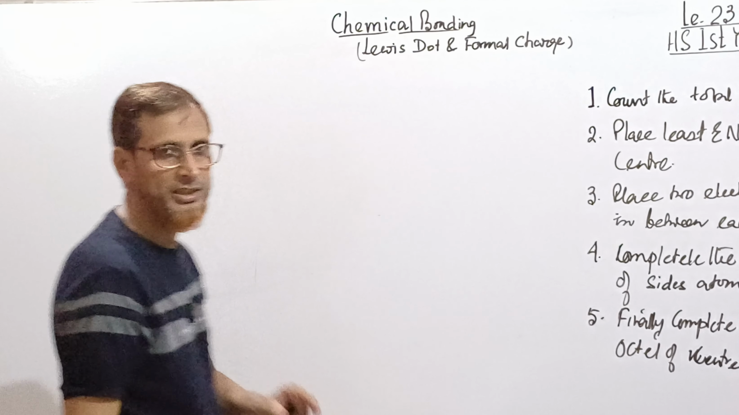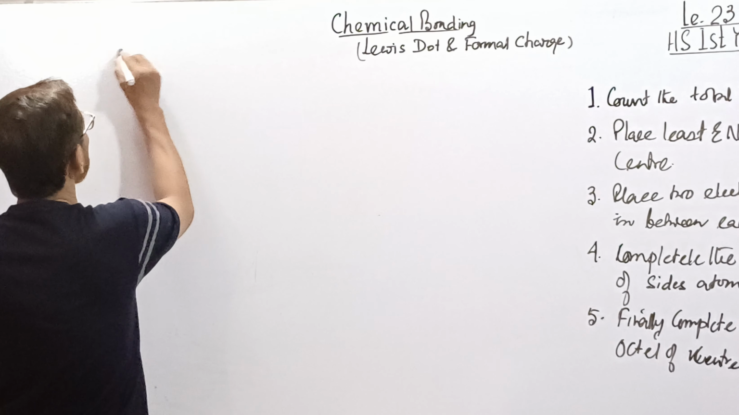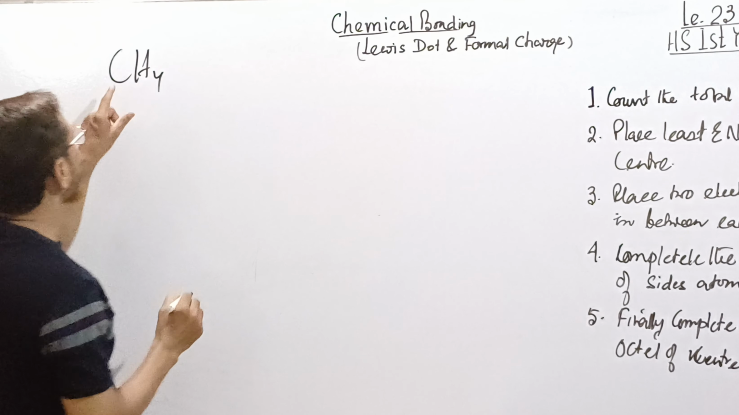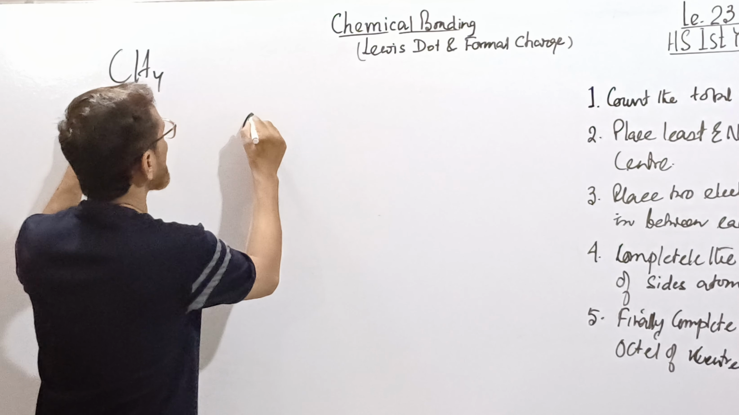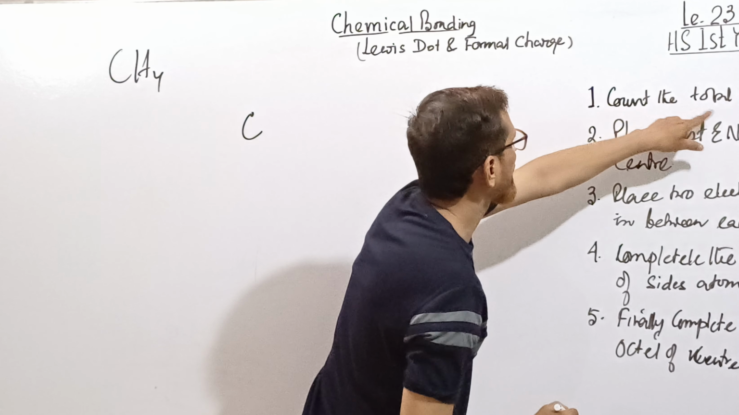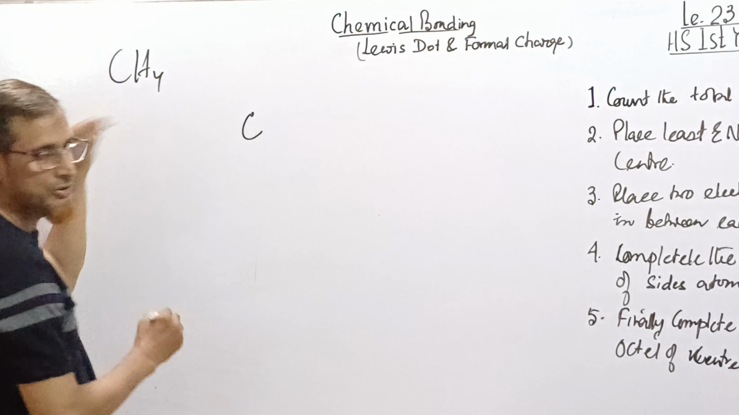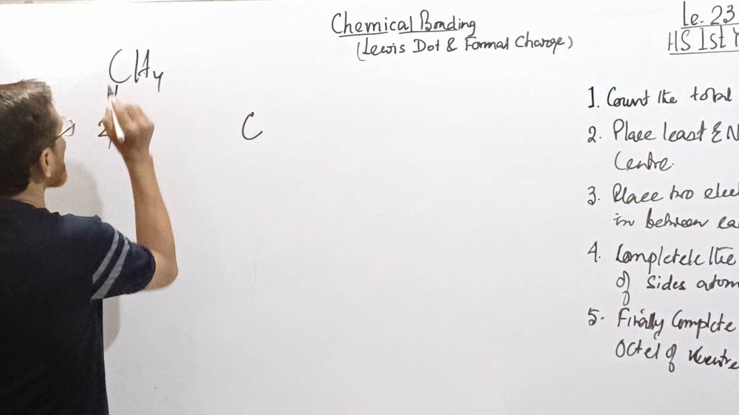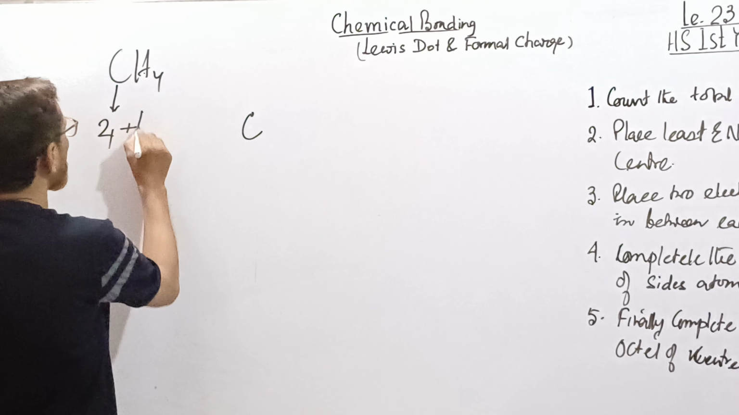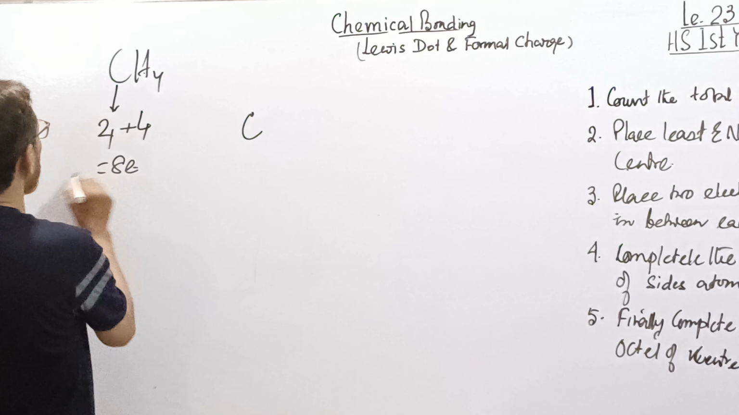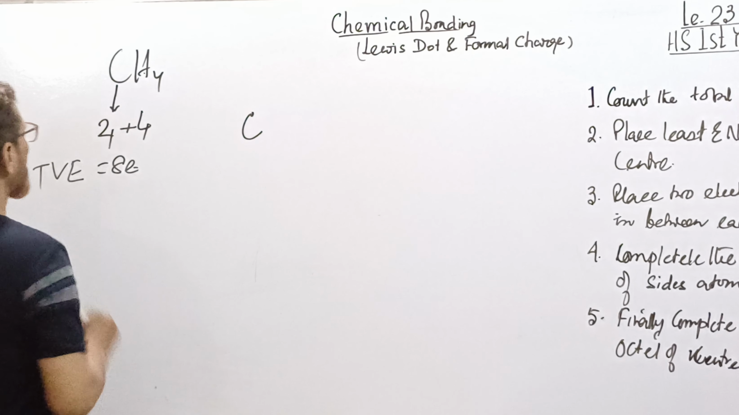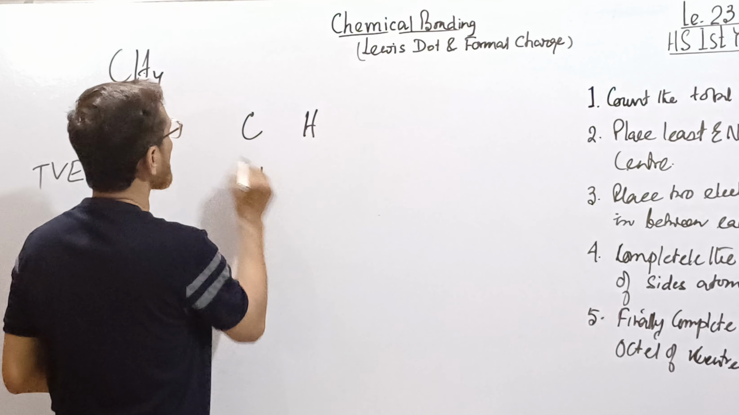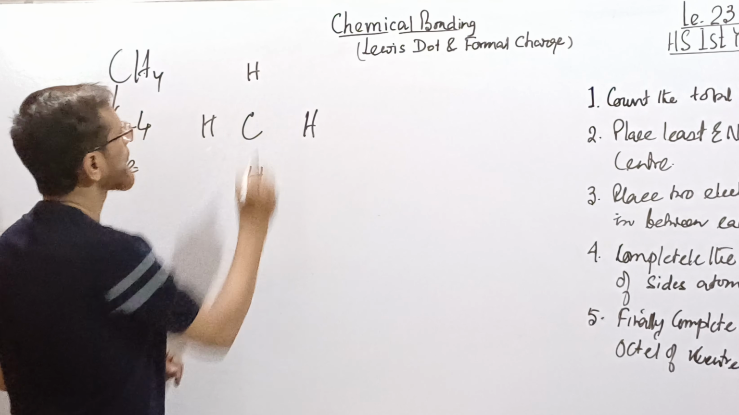So first of all let me take a very simple one, methane. You can very easily understand methane. The carbon is in the middle. The total number of valence electrons: carbon has 4 valence electrons and 4 hydrogens are 1 each, 4 hydrogens equal to 4, so the total is 8 electrons. So total valence electron is equal to 8. Let us place 4 hydrogens in this way. Very simple, you might actually follow.